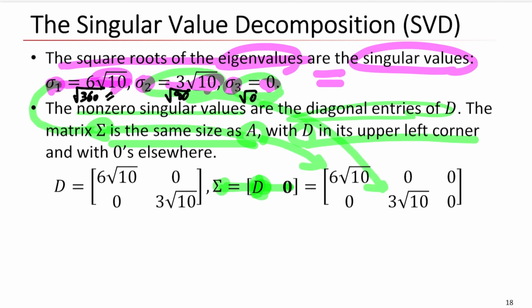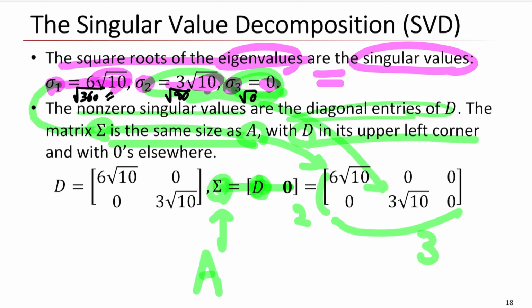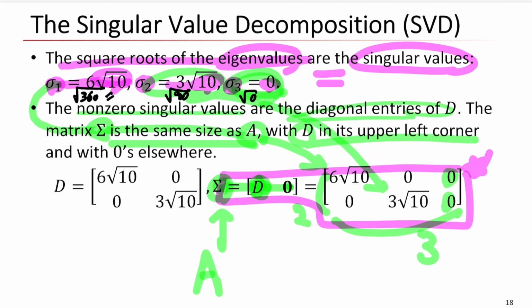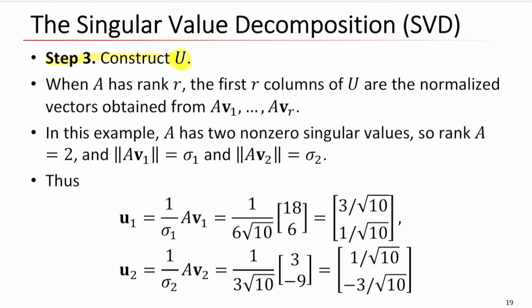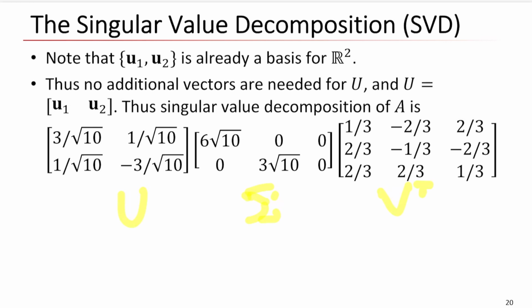Sigma 2 is here, and sigma 3 is 0, but the size of sigma should be the same as A, right? So it will be 2 by 3, because the matrix A was 2 by 3, so we just fill in the zeros here. So this is the sigma matrix. In other words, we found the matrix V and matrix sigma.